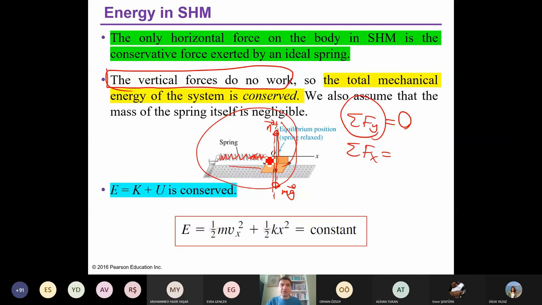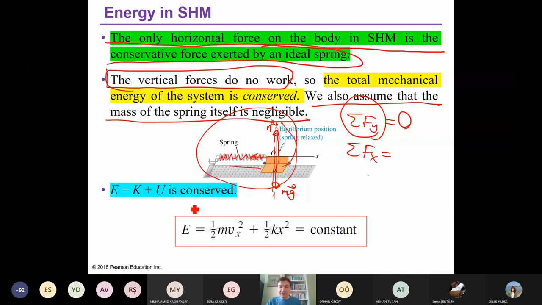And since the only horizontal force on the body in simple harmonic motion is the conservative force exerted by an ideal spring, okay, this is given with Fx, then mechanical energy is conserved. Then we have kinetic energy plus potential energy, which is the total mechanical energy of the system. What about the kinetic energy? It is given with 1/2 m vx squared. What about the elastic potential energy? This one, 1/2 k x squared. And this is constant, right?